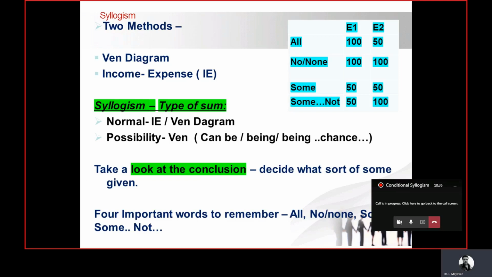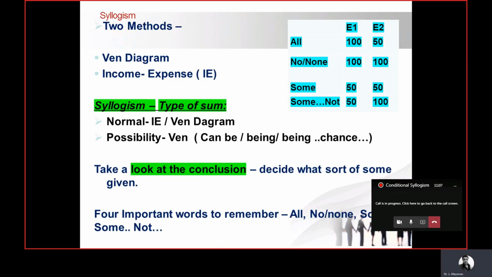And as for the type of sums in syllogism, two types of sums can be expected. One can be a normal sum and another can be a possibility sum. If a normal sum is asked, you can work out the normal sums on syllogisms using the income expense method.